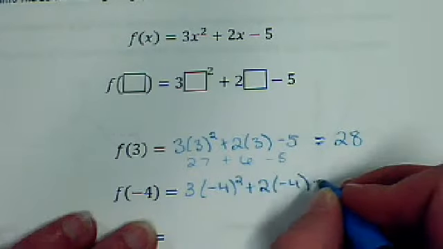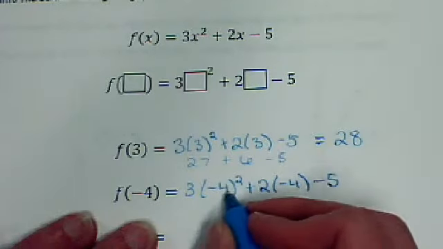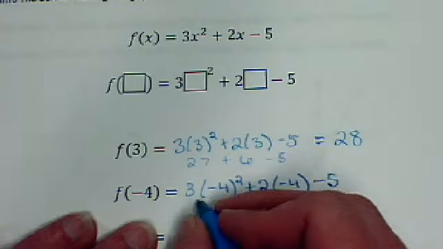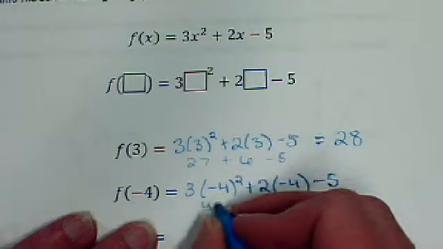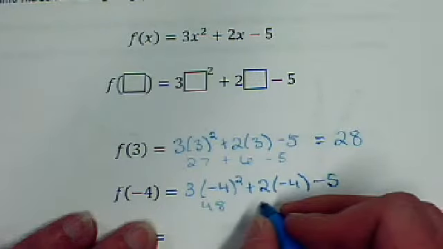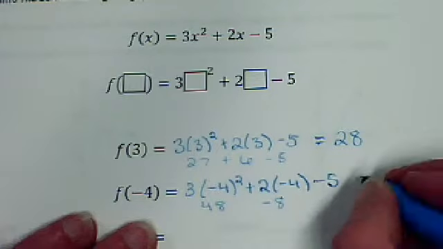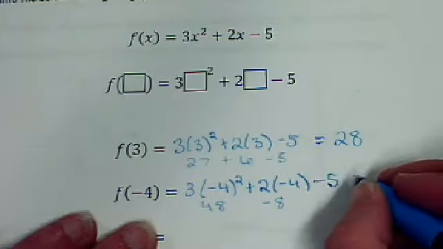This is a specific input value. Negative 4 squared is going to be 16. 16 times 3 is 48. 2 times negative 4 is negative 8. And then minus 5. This should be a 35.